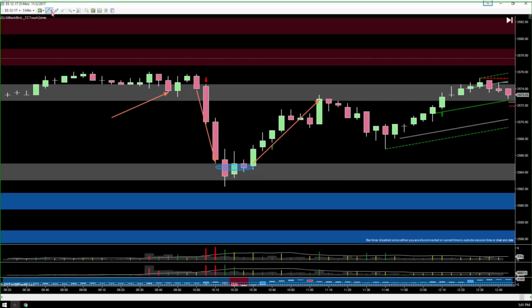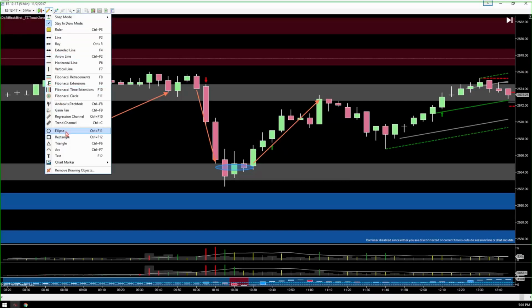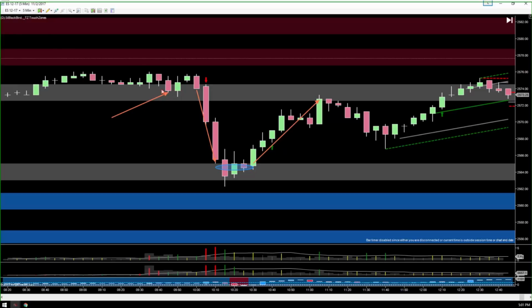I entered right here. This was my entry at that bar. Again, I took a little heat and I was a little aggressive on that, but we felt that with all of this congestion, the breakout was going to be pretty fierce.